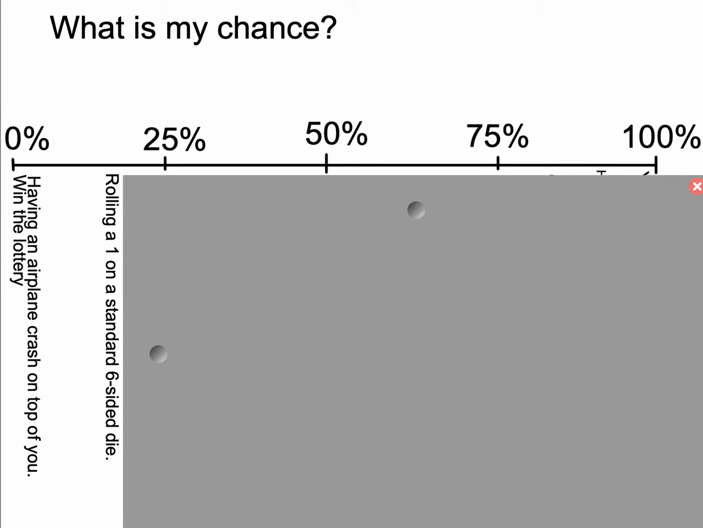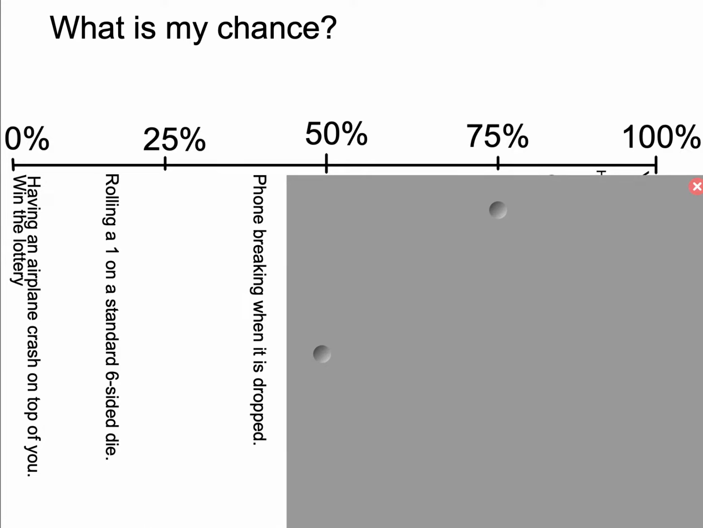Next, we move up a little bit. Rolling a 1 on a standard 6-sided die is unlikely. Now, if you do it a few times, you'll notice it will happen. It's got a probability of 1 in 6, 1/6, which is about 17%. So it is unlikely, but unlikely events do occur all the time. Okay, moving up a little bit. This is more unlikely than likely. If you don't have anything protecting your phone and you drop it, it breaking, like the screen getting cracked, that's why it's good to have protection on your phone.